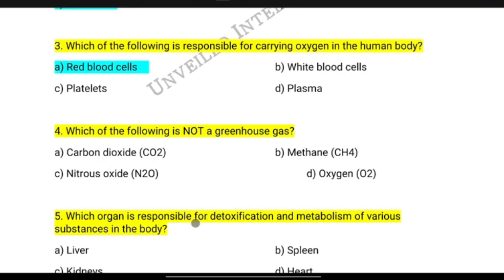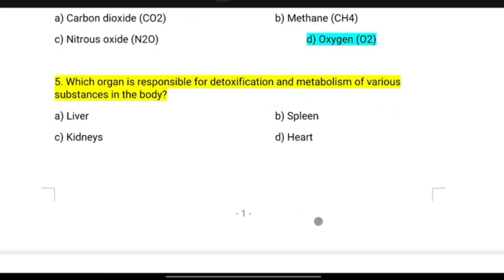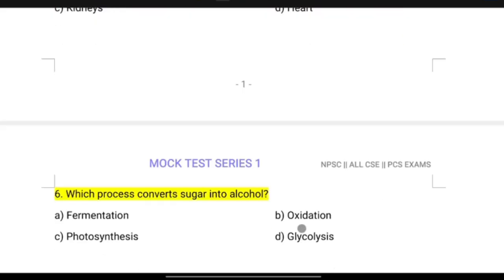4. Which of the following is not a greenhouse gas? Correct answer is D. Oxygen, O2. Explanation. Oxygen, O2, is not considered a greenhouse gas. 5. Which organ is responsible for detoxification and metabolism of various substances in the body? Correct answer is A. Liver. Explanation. The liver plays a crucial role in detoxification and metabolism of various substances in the body.